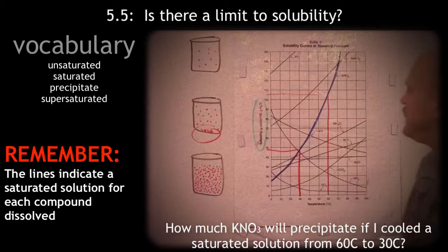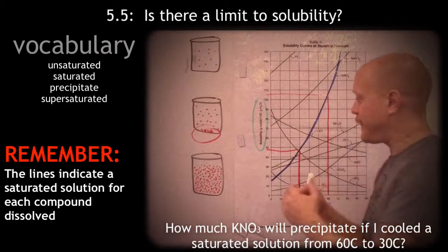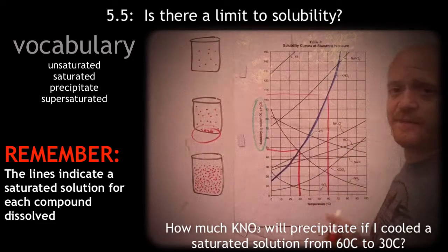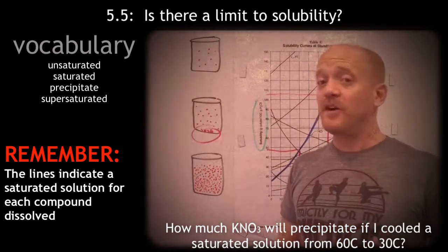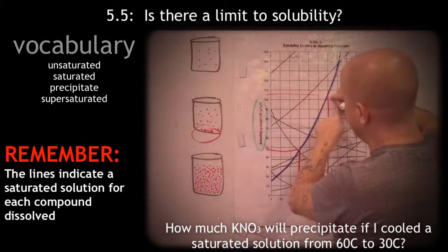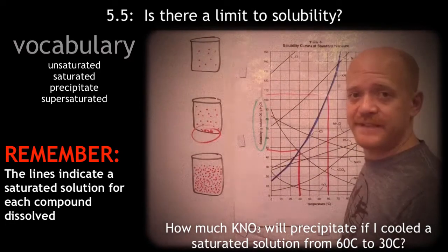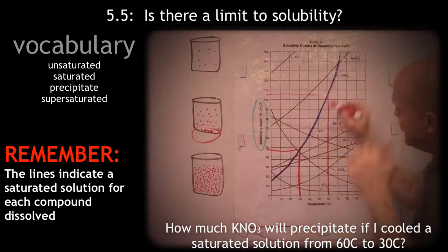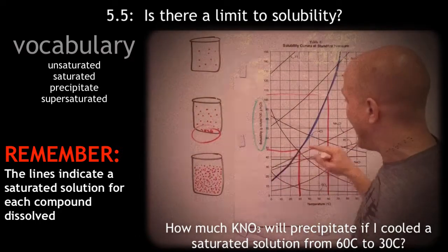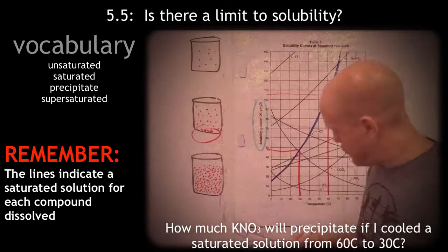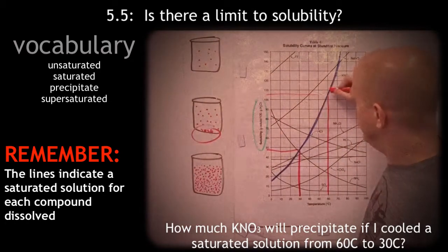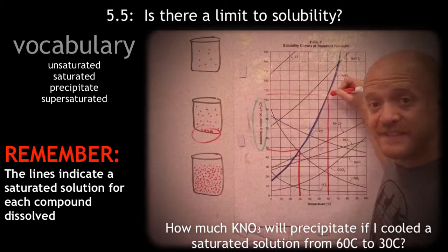So what this is telling me is if I were to heat this up, I'm going to get more and more potassium nitrate to dissolve. But what this is also telling me is if I cool this down, if I start at 60 degrees and I have a saturated solution, which by the way, this line indicates the saturation level for potassium nitrate, I cannot get any more potassium nitrate to dissolve at 60 degrees. I can only get about 105 grams to dissolve.